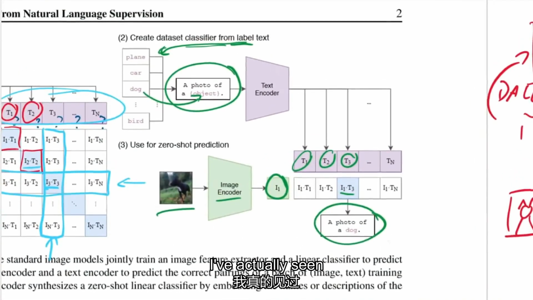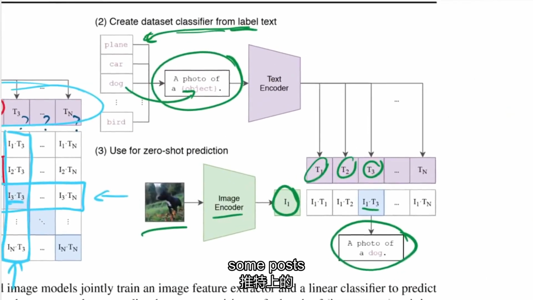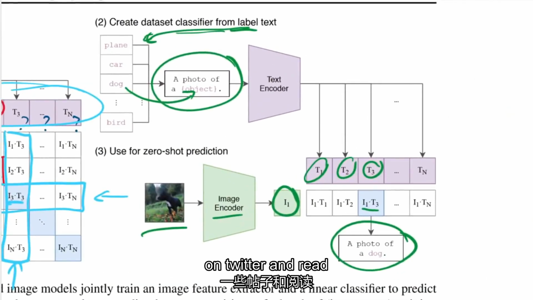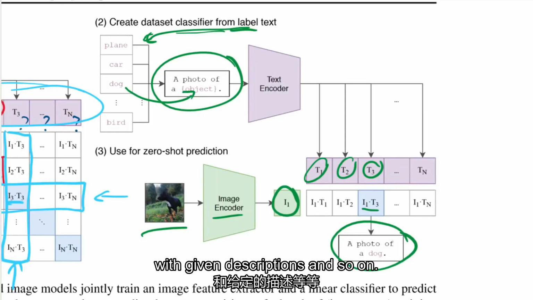I've actually seen some posts on Twitter and Reddit where people use this to guide a StyleGAN to produce given pictures with given descriptions and so on.